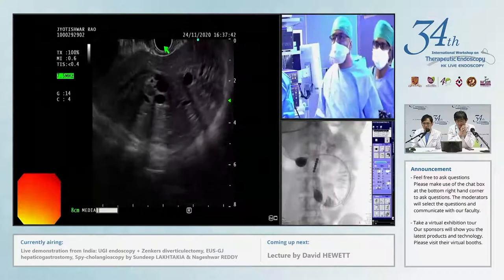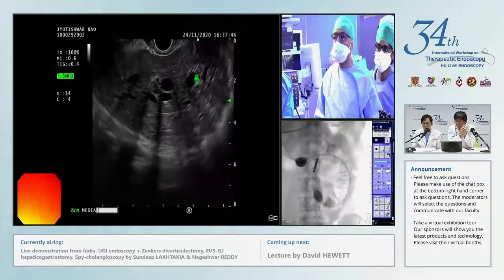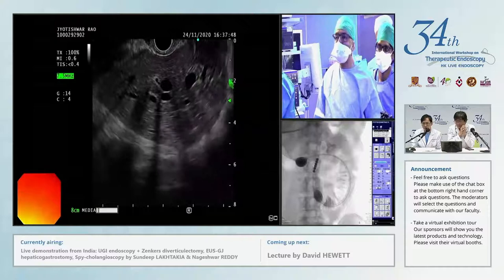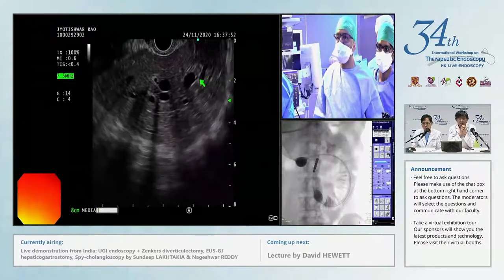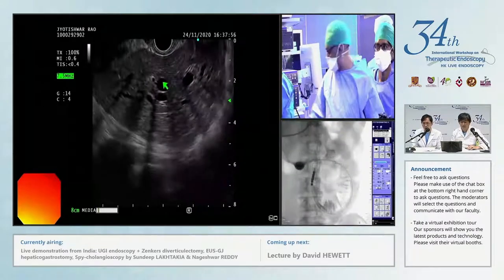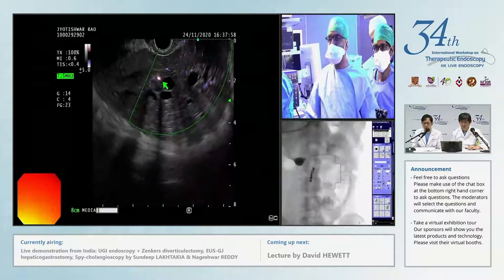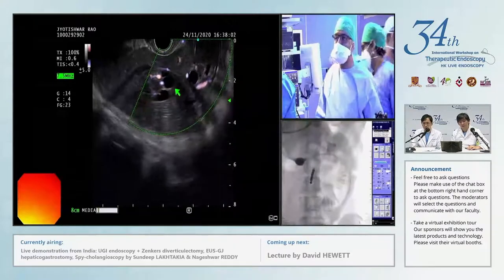So I am looking at segment 3. And the one on the right is segment 2, which is closer to the top of the diaphragm or the left lobe top. So this is segment 2, this is segment 3. My target is this one. I'll use a Doppler to confirm that this is not a vessel. Yes, it is a duct only, which is fairly nicely dilated.